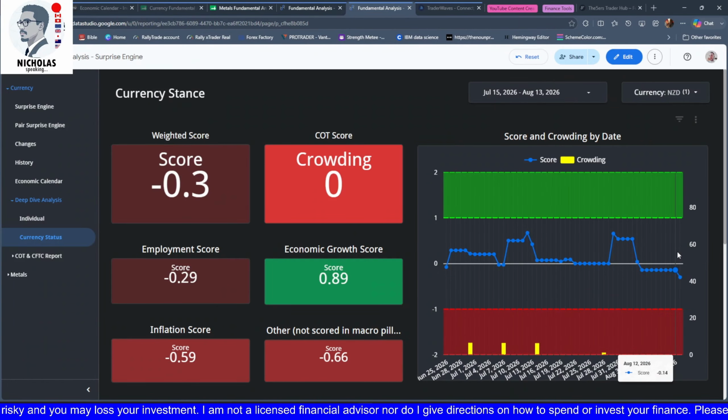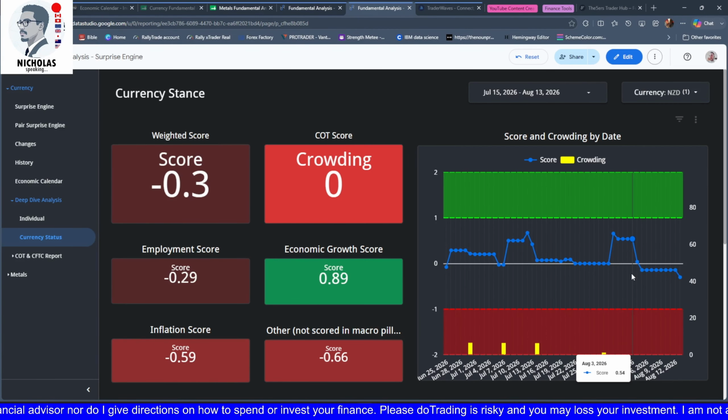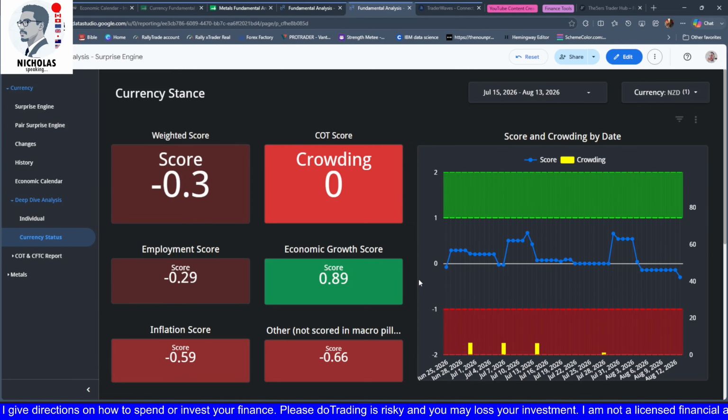As of yesterday, the record of the New Zealand dollar's weighted score was negative 0.14. And this morning we are at negative 0.3. You can see how the score has been fluctuating and going backwards all the way from August 3rd. So this month has been quite bearish for the New Zealand dollar. And let's see where it's coming from.